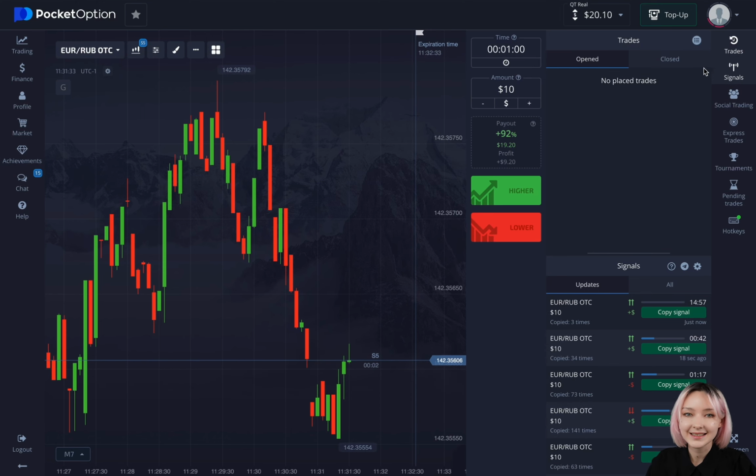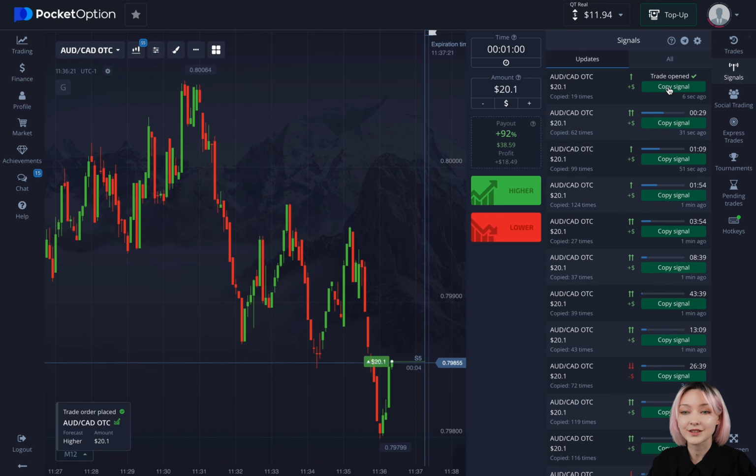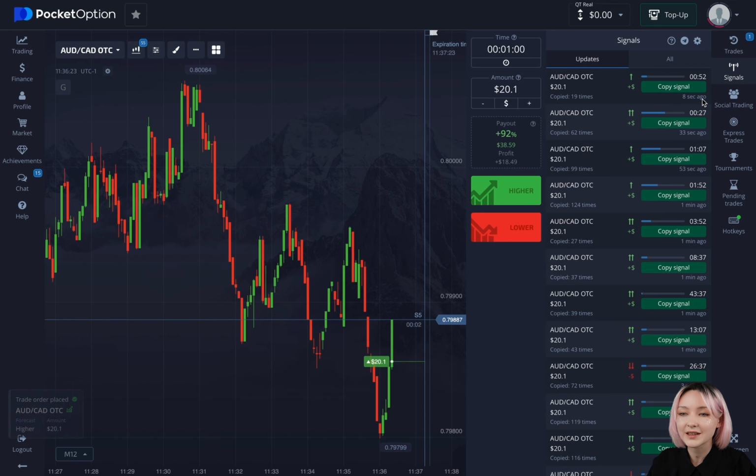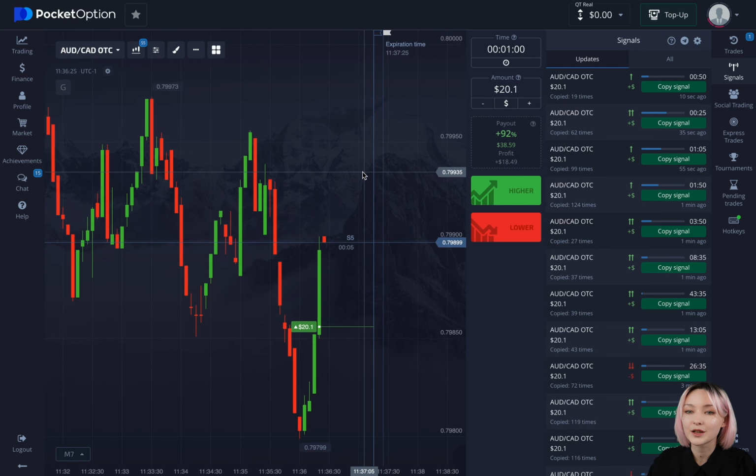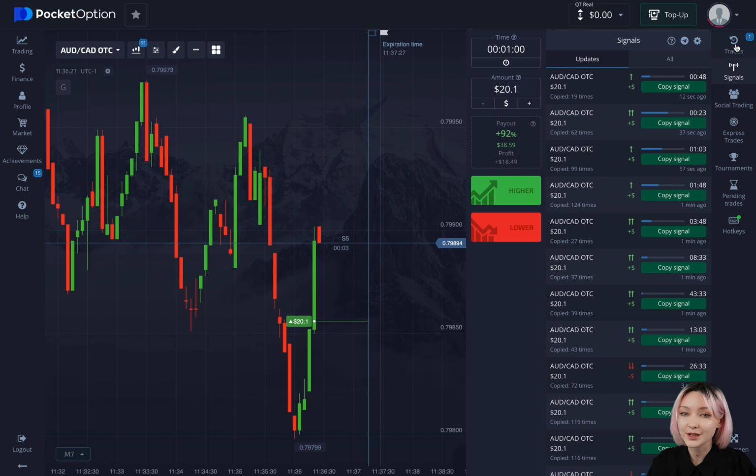Let's look for next signals. This signal has just appeared. We're copying it right away. It's been 10 seconds since it appeared. 50 seconds are left till its expiration.